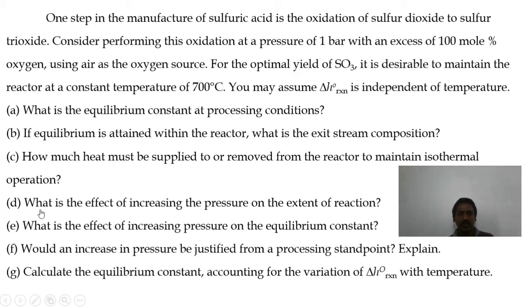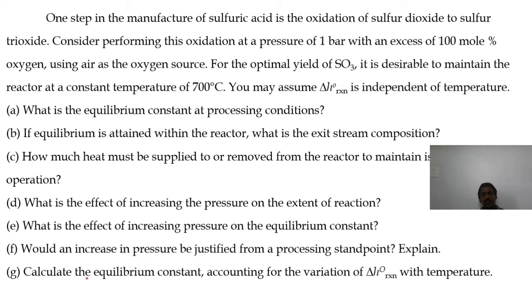Part D: what is the effect of increasing the pressure on the extent of reaction? Part E: what is the effect of increasing the pressure on the equilibrium constant? Part F: would an increase in pressure be justified from a processing standpoint? Explain. Part G: calculate the equilibrium constant accounting for the variation of delta H of reaction at standard state with temperature. Now let us look at the data to solve the problem.